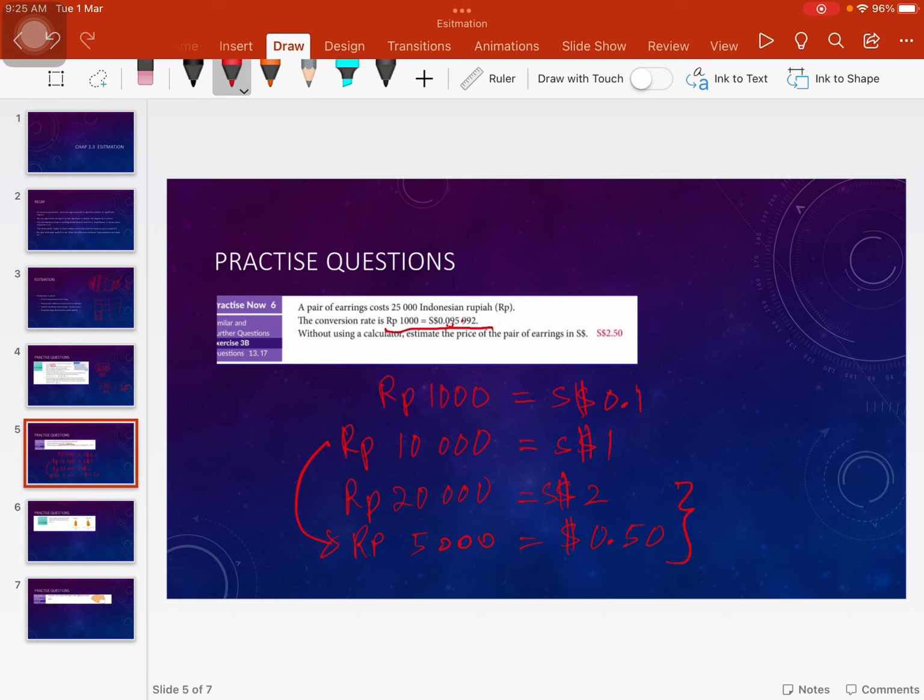Now together they will form 25,000 rupiah, which is actually equal to about $2.50. Okay, let's move on.